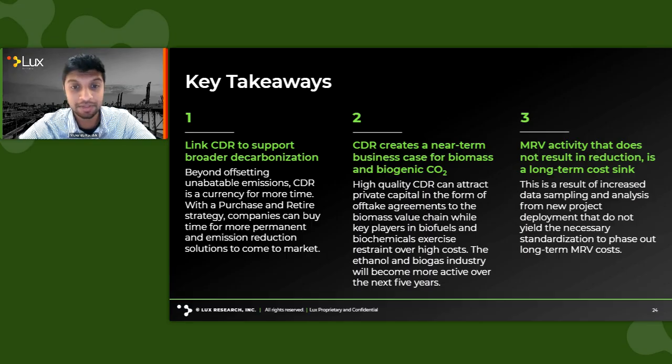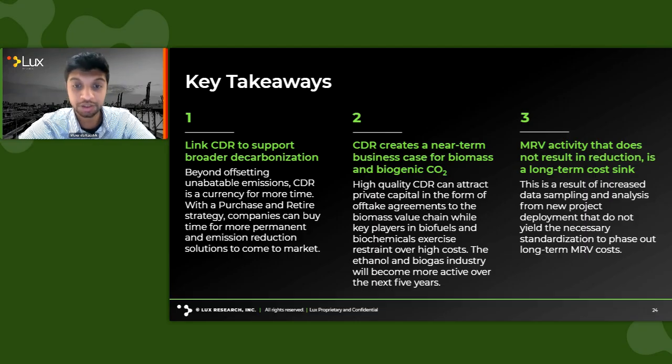And an example of that is biomass, right? So CDR can bring in a lot of private capital in the form of offtake agreements as opposed to building capex heavy projects, which helps you get a footprint in the biomass value chain. And this is useful as key players in biofuels and biochemicals are currently exercising restraint over high costs.